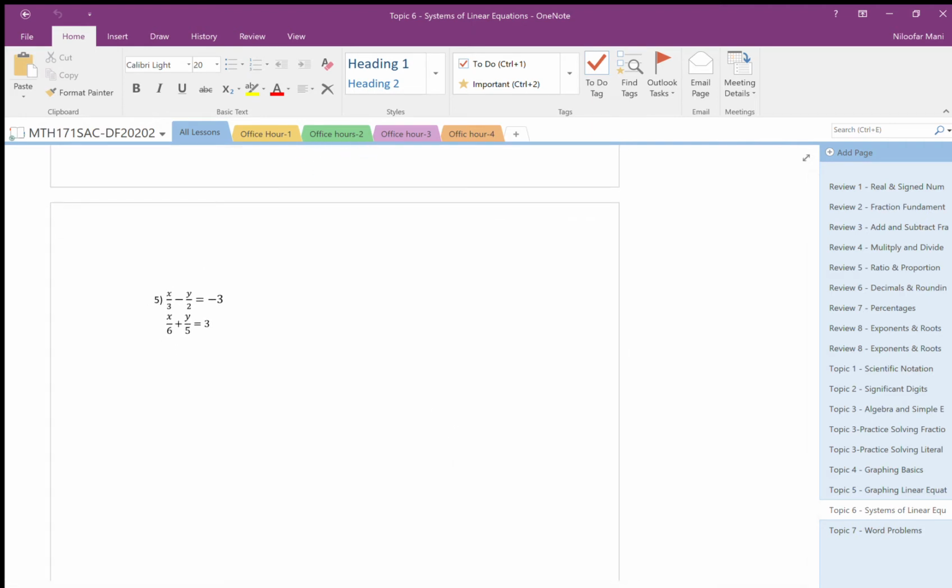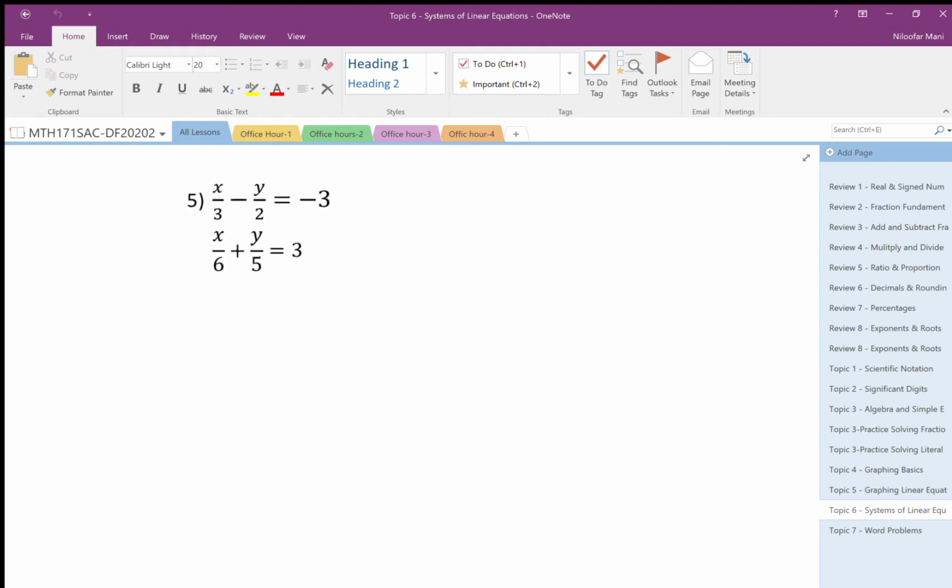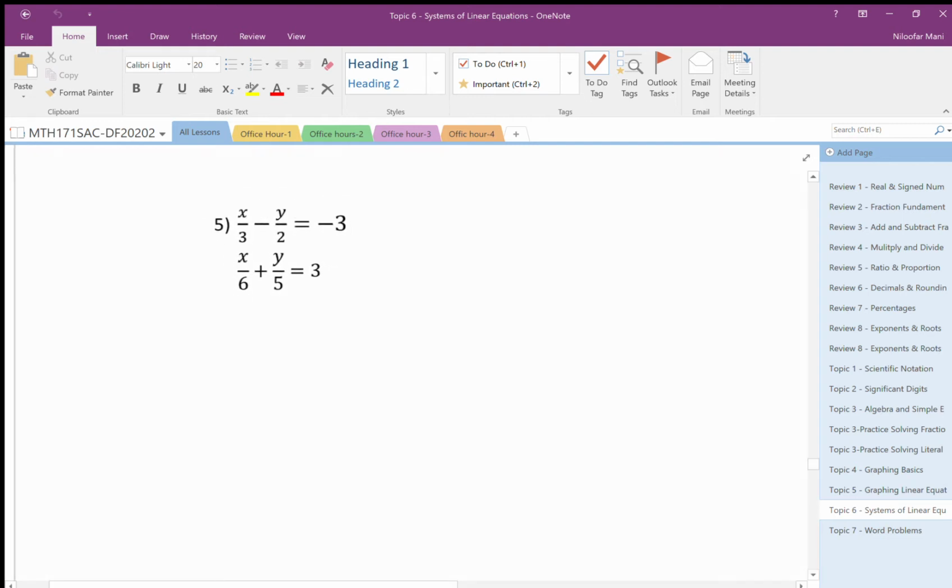So here I see this question. Let me zoom in a little bit. I hope it works. Okay, so you see just a system of linear equations with just two linear equations. The system is 2 by 2, two equations, two unknowns, but you see denominators and fractions.